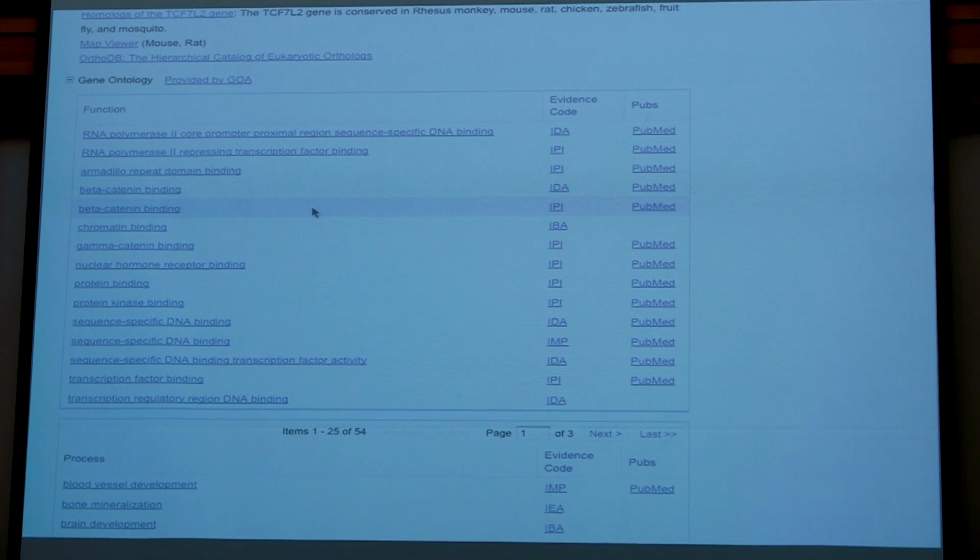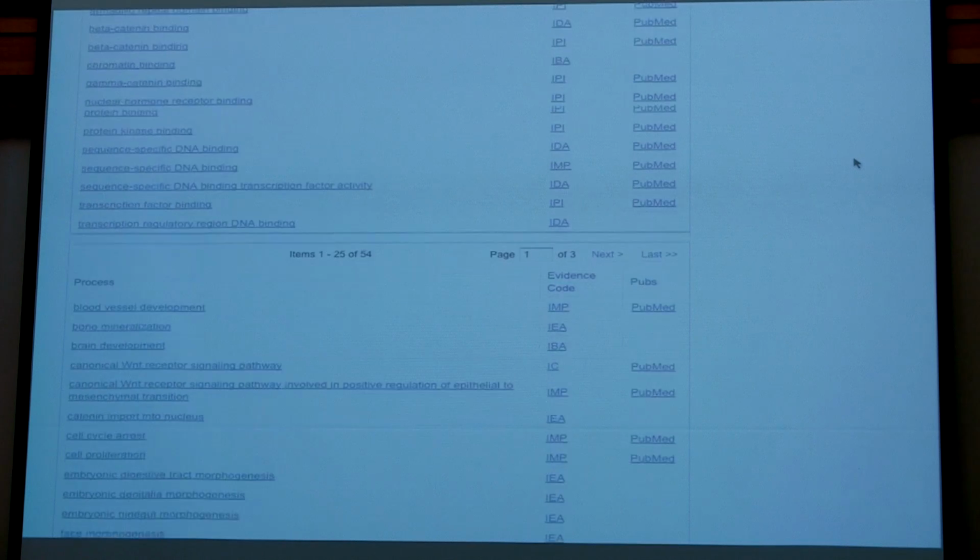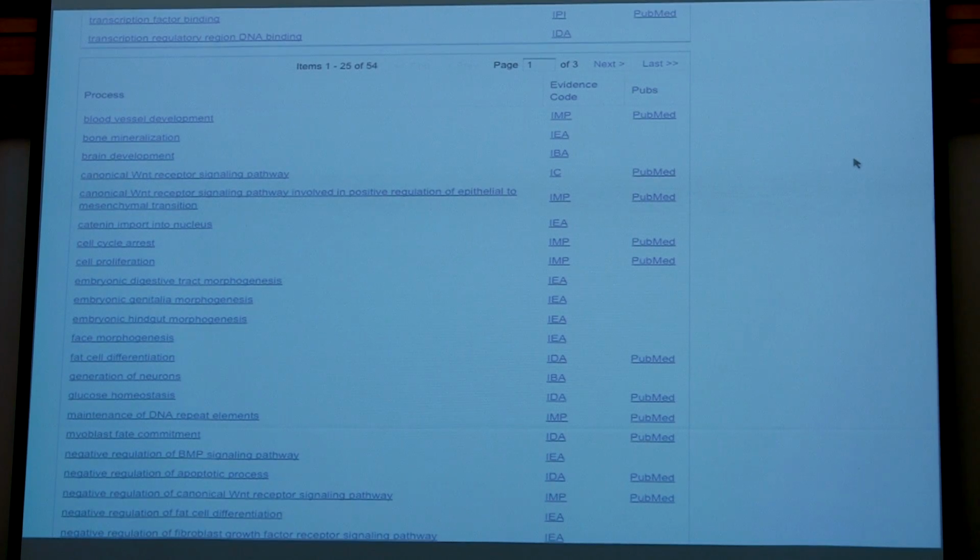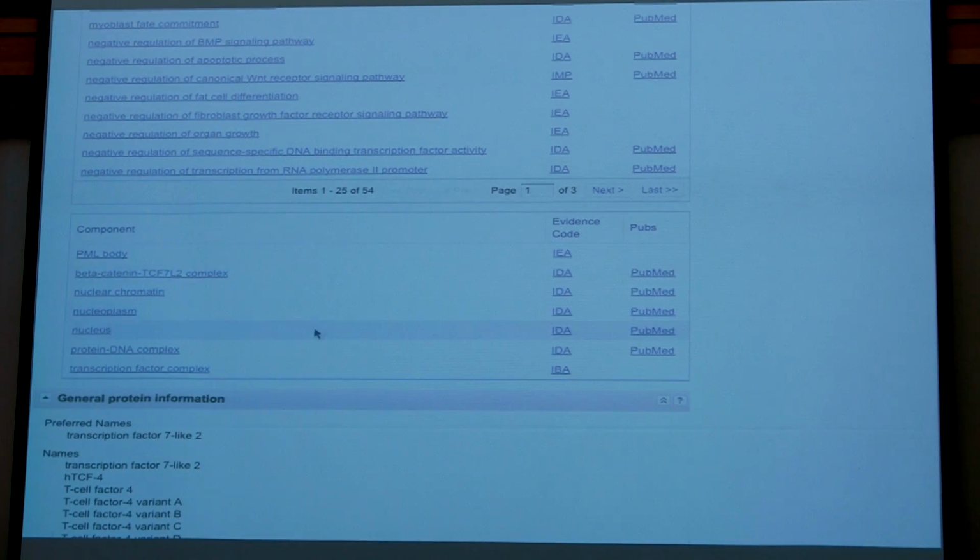So we're looking at the function of TCF7L2 here, and so it binds to DNA, it binds to other proteins, it binds to nuclear hormone receptors. It does all that sort of stuff, and these are all the kinds of evidence we have for it, and when it says PubMed, that'll give you an article that has evidence that it has that function. The gene ontology talks about the functions of genes. It also talks about biological processes that they're involved in. So catenin import into the nucleus, for example, or embryonic hindgut morphogenesis, the building of your gut as you develop as a fetus. And it also says where it shows up.